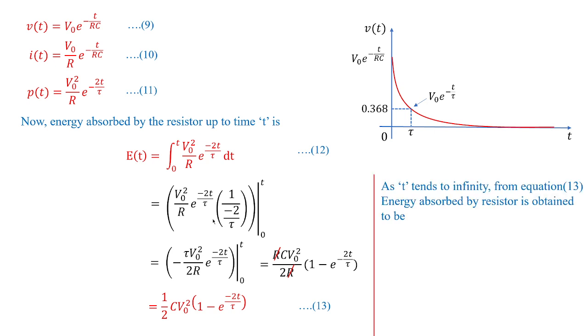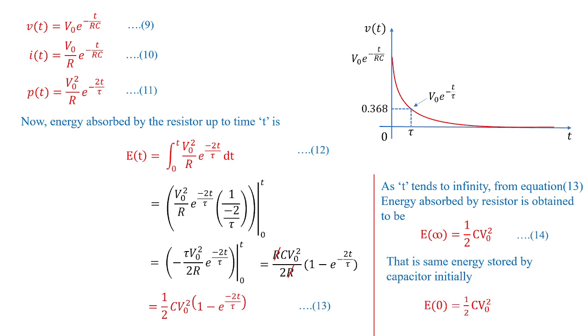Now if you observe carefully, as t tends to infinity in equation 13, it is observed that the energy absorbed by the resistor is half C V naught square. In fact, equation 4 represents the same equation we framed initially for the energy stored in the capacitor, that is half C V naught squared. So it is clearly understood that the energy which was stored in the capacitor is completely dispatched to the resistor. This is the conclusion of this particular topic.